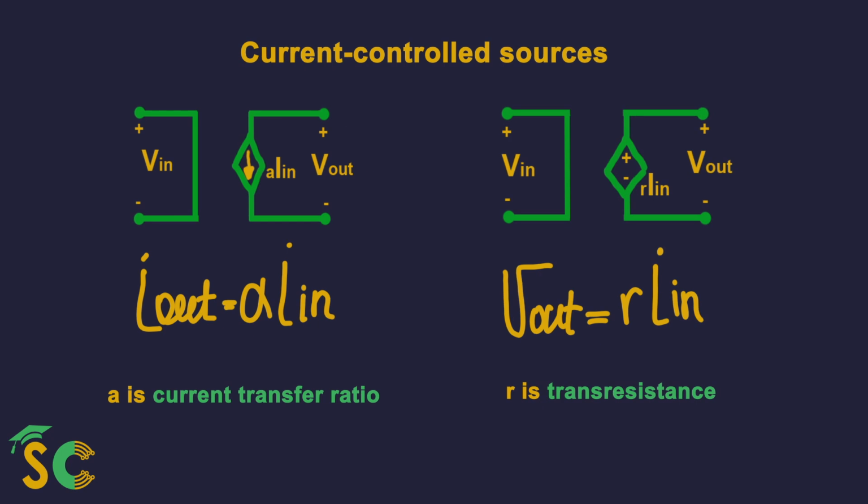Here current-controlled sources are depicted: the current-controlled current source and the current-controlled voltage source. Here we're introducing the terms current transfer ratio and transresistance, which define the relationship between input and output current and voltage.